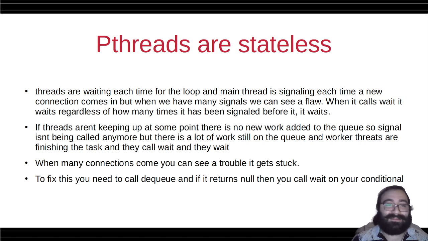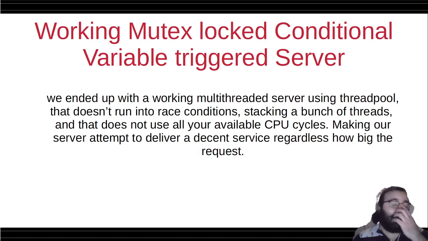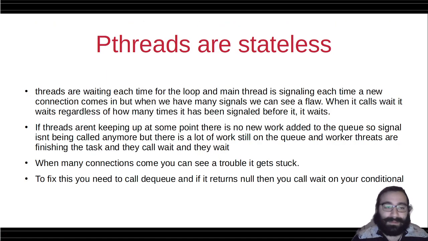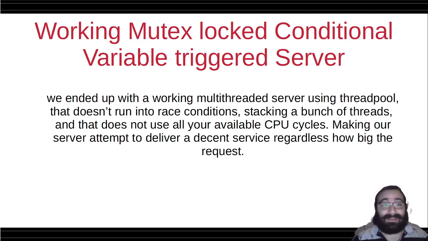To fix this, you need to check the queue, and if it returns null, then you call wait on your conditional. If it returns something, then you process it without calling wait. And then we ended up with working mutex-locked, condition-variable-triggered servers.